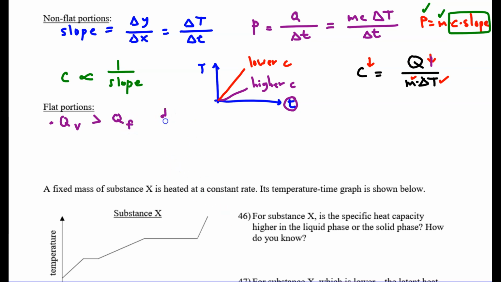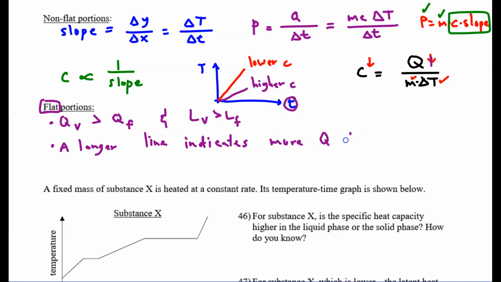And as a consequence, the latent heat of vaporization is often bigger. Not always, but sometimes bigger than latent heat of fusion. A longer line, flat portion that is, a longer flat line, indicates more heat needed and a higher latent heat. And again, the reason is, if you need more heat per unit of mass, you have a higher latent heat value.